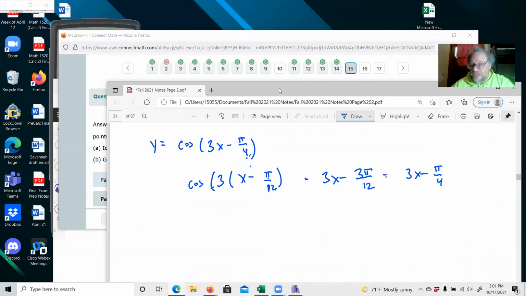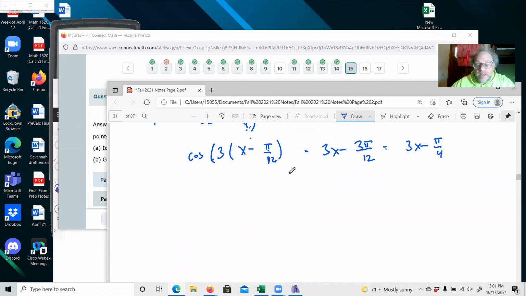Okay, sure, you could check, but you better get the same thing if you reverse your step. So double check that. If you're worried about this at all, double check it. Okay, what's our amplitude? Amplitude's 1, they didn't put anything on the outside. What's the period?